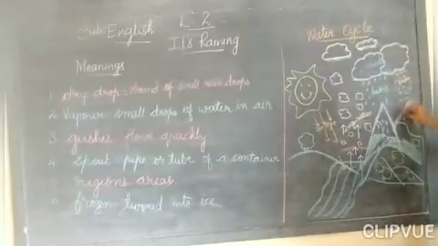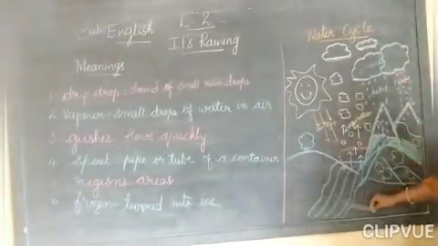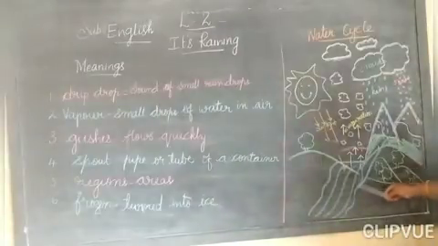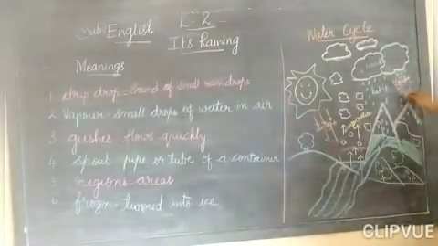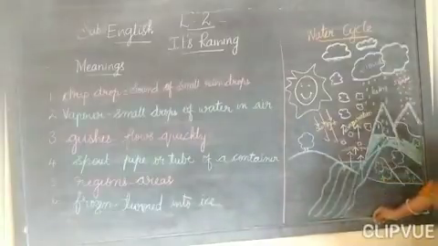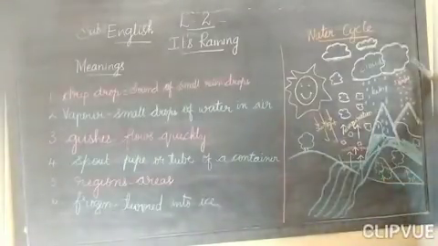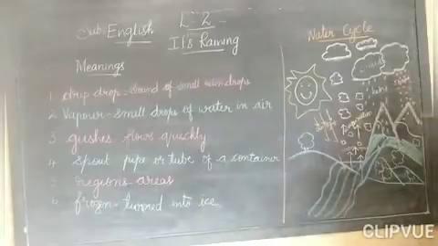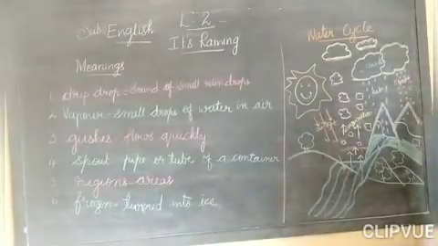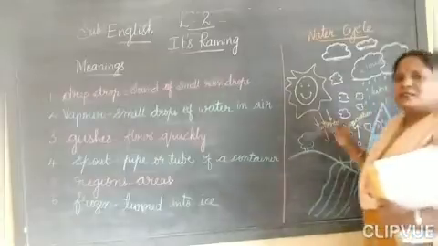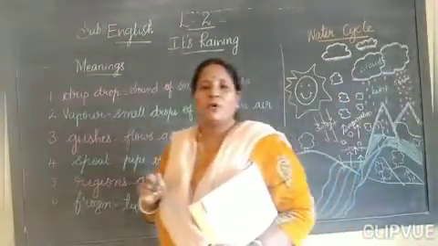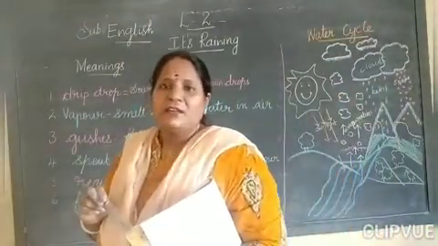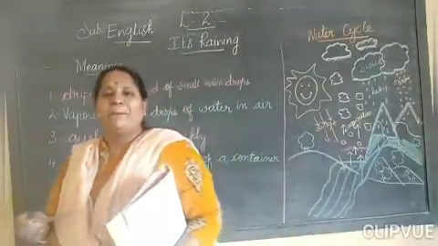In some parts we get rain, and the rain goes back into the river, stream, pond, ocean, anywhere on the earth, and water starts collecting. In some regions, instead of rain, you get snowfall, because there the water turns into ice. The water gets frozen. That is why snowfall happens there.